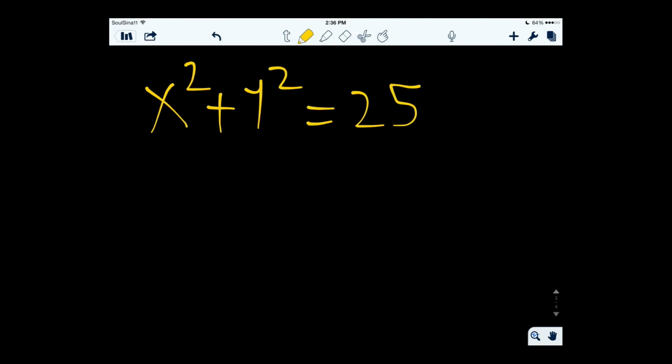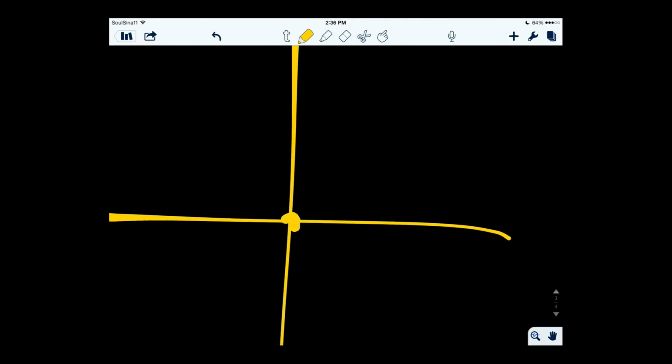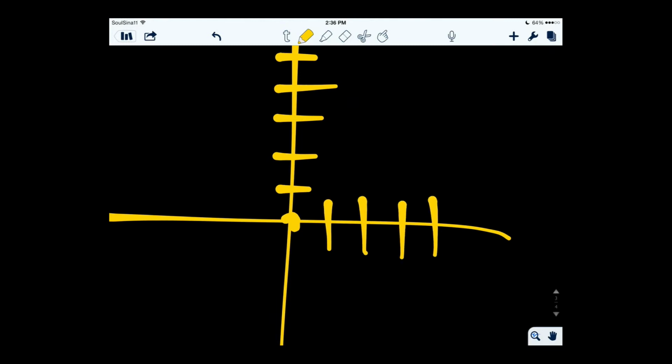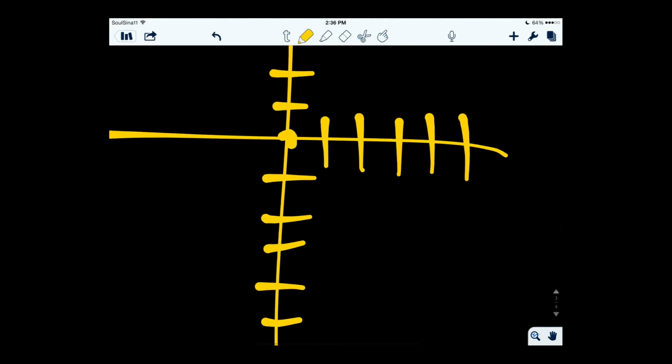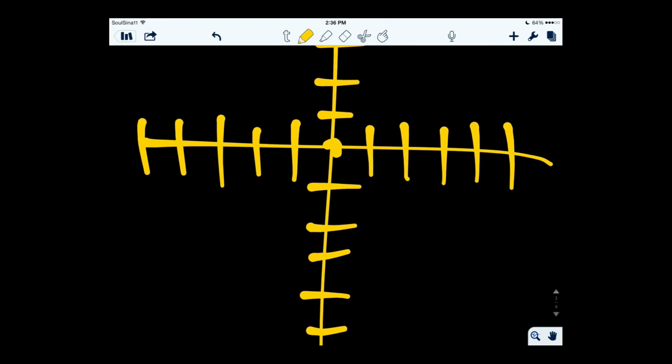Now, if we draw x squared plus y squared equals 25, you may know this is the equation for a circle centered at the origin with a radius of 5. So 1, 2, 3, 4, 5, in each direction from the origin.